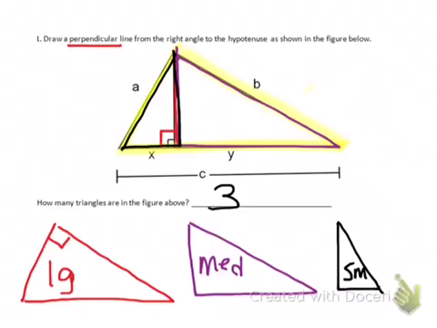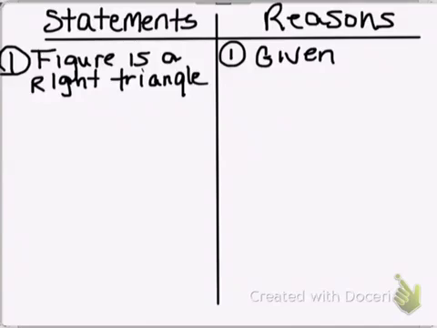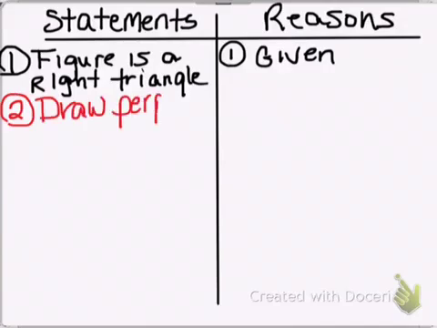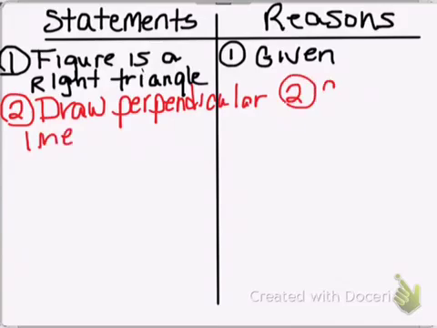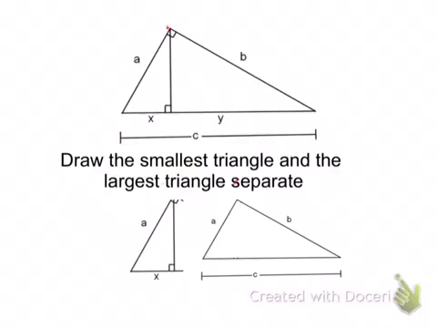Now, what did I do to get the 3 triangles? Let's go back to our two-column proof. To get the 3 triangles, I drew a perpendicular line. So that would be statement 2, because that's the second thing we did. Why can we draw a perpendicular line? Because you can construct anything you want to, so the reason is going to be a construction. So we've got a right triangle, we've drawn a perpendicular line, so we make 3 right triangles in the picture. What do we need to do next?